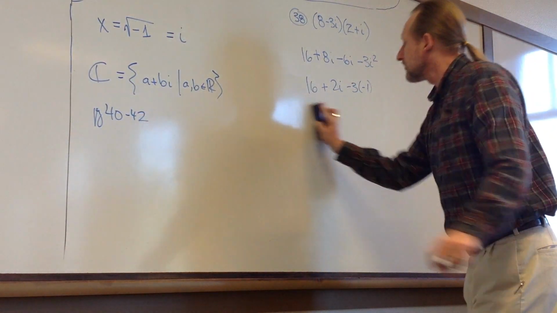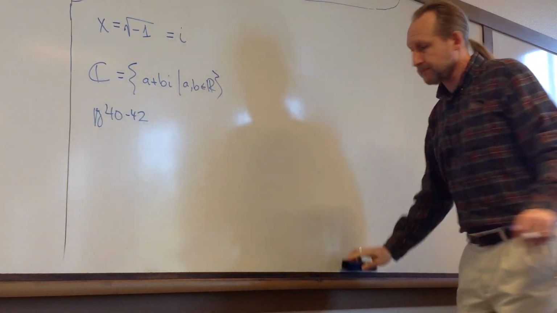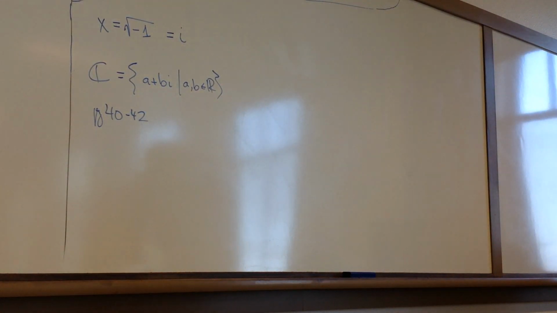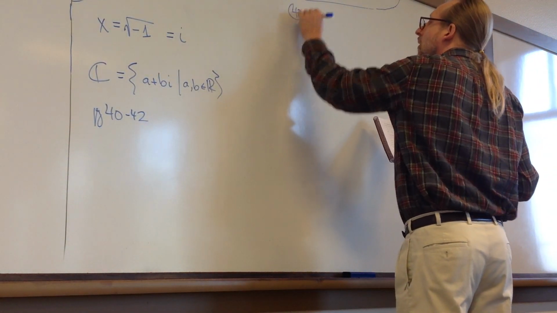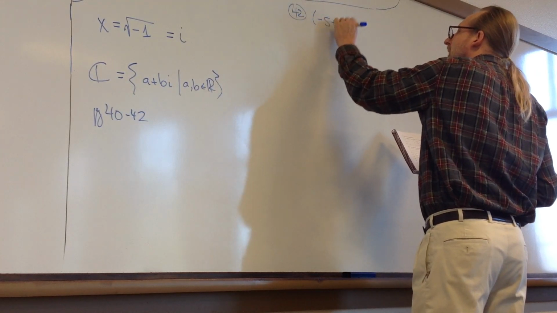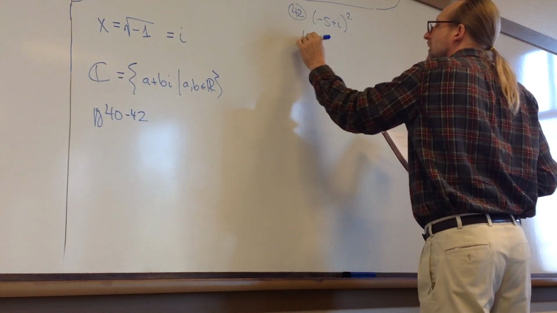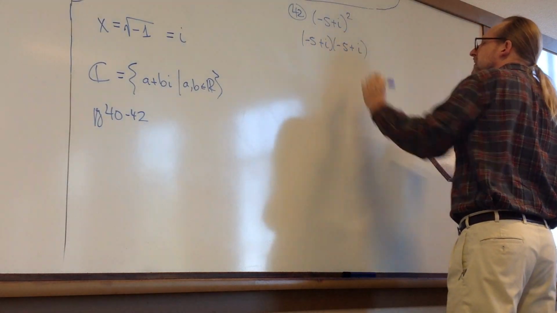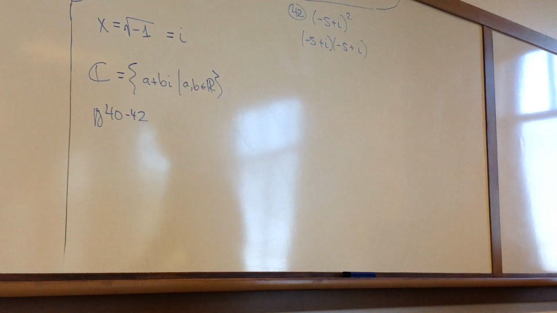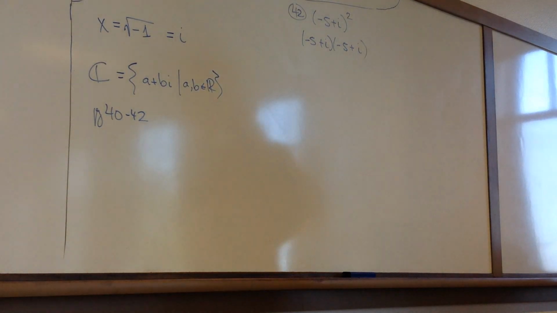Okay, let's look at a few more of these. Let's see here. Number 42, we've got negative 5 plus i squared. So that means negative 5 plus i times negative 5 plus i.